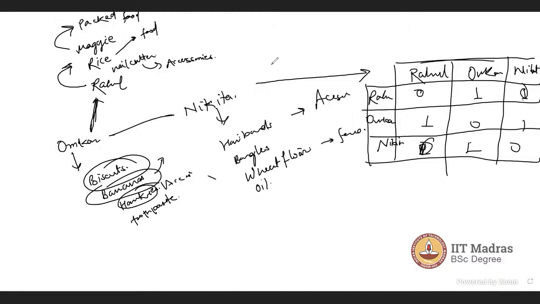So, we are human beings and we have brains, okay? So let's assign something to everyone which is unique. Let's say 0 is assigned to Rahul, 1 is assigned to Omkar, and 2 is assigned to Nikita. So why are we starting with 0 only, why not with 1?